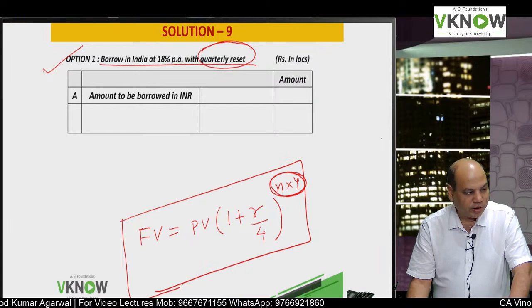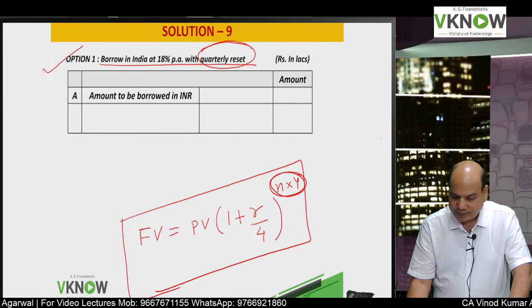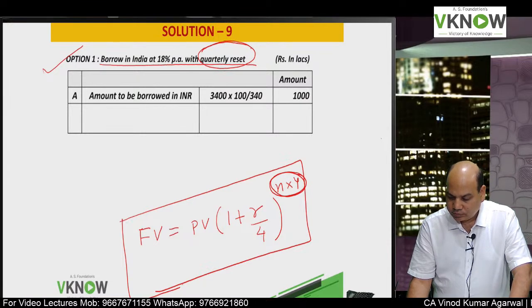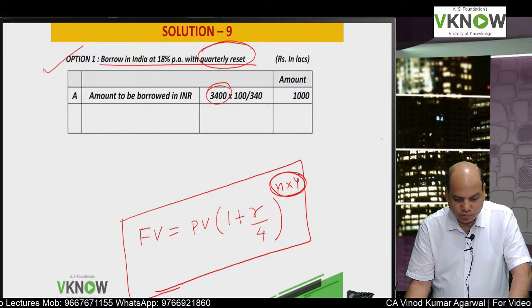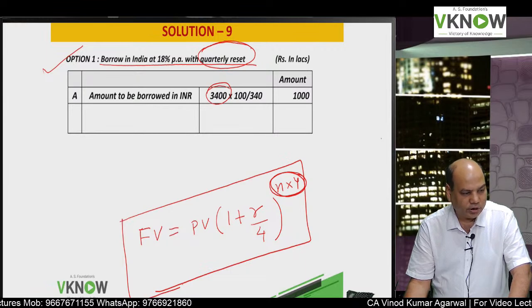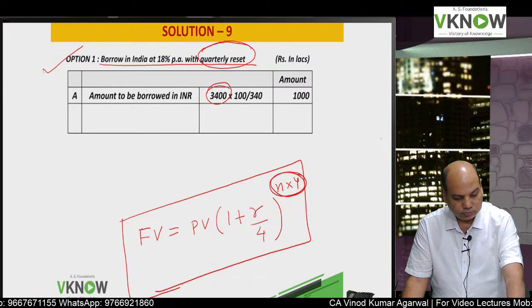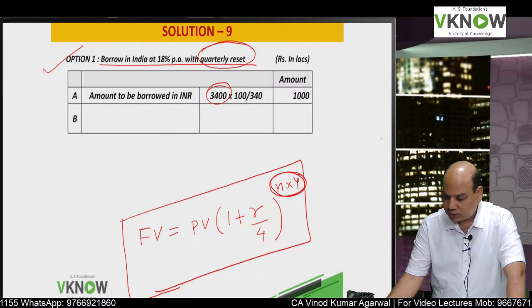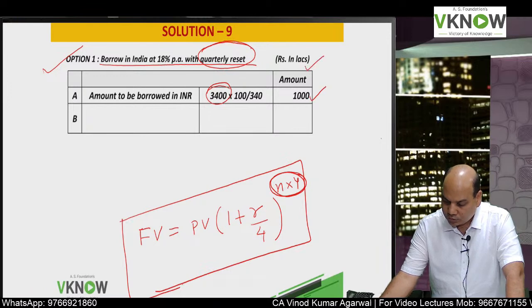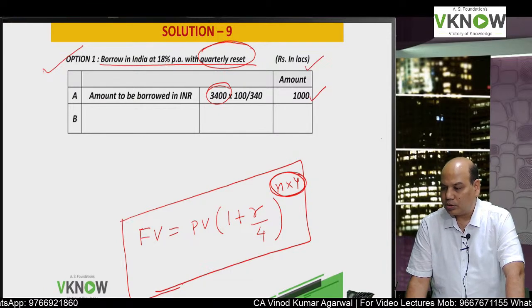Amount to be borrowed in INR is 3400, the yen value, into 100 by 340. Into 100 by 340 is 1000. So 1000 in rupees in lakhs you have to borrow.